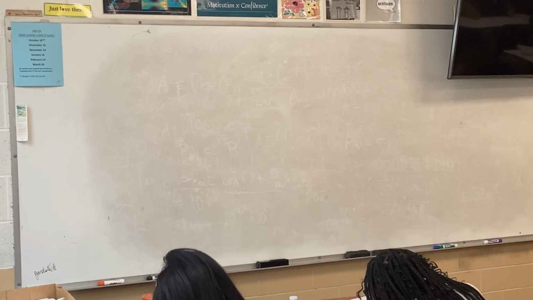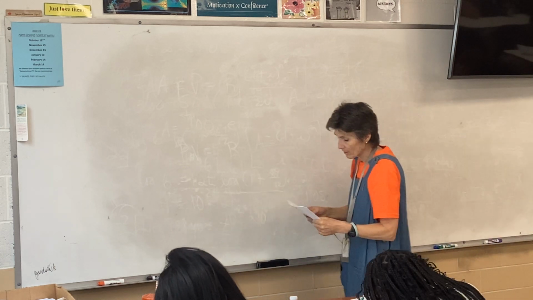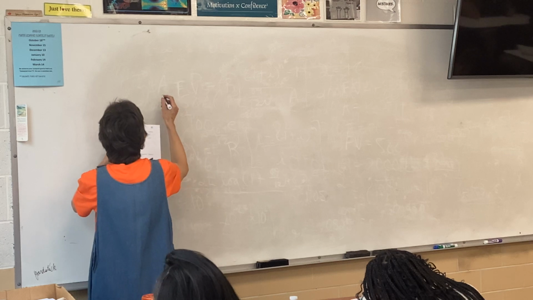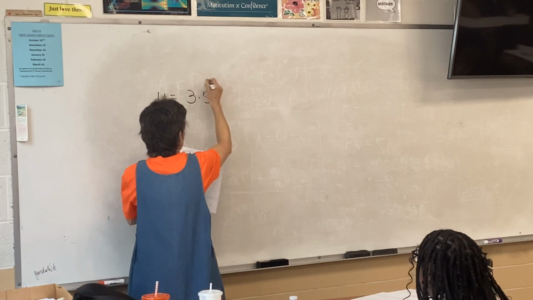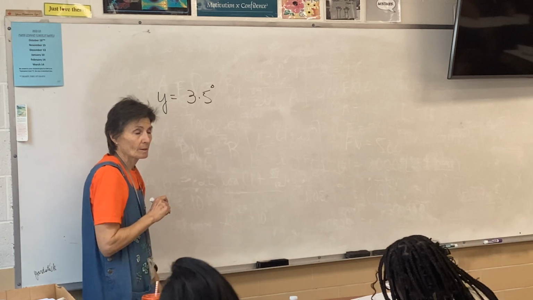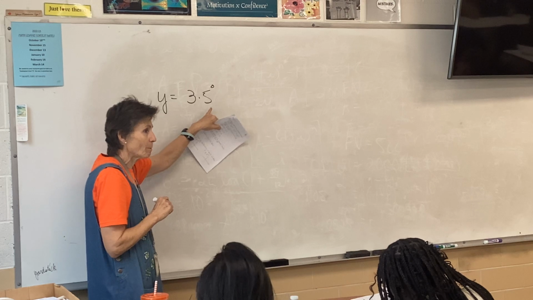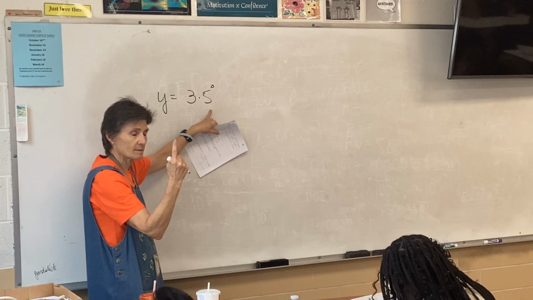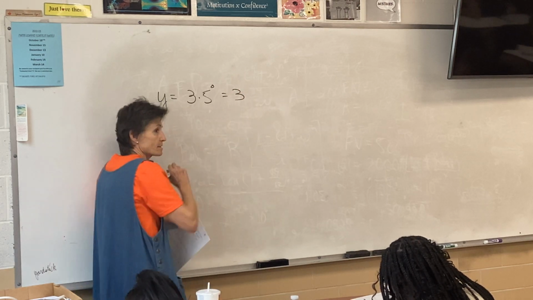Okay? Number 2, find the value of the function for the given x value without a calculator. So in other words, you want to figure out what is 3 times 5 to the 0. You know that. Anything to the 0 power is 1. So this is 3 times 1, that's just 3.